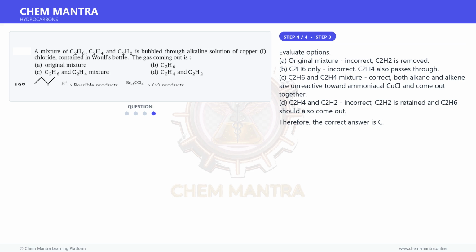And for the final step, evaluate options. A. Original mixture, incorrect, C2H2 is removed. B. C2H6 only, incorrect, C2H4 also passes through. C. C2H6 and C2H4 mixture, correct, both alkane and alkene are unreactive toward ammoniacal CuCl and come out together. D. C2H4 and C2H2, incorrect, C2H2 is retained and C2H6 should also come out.